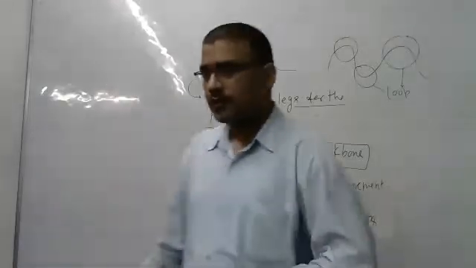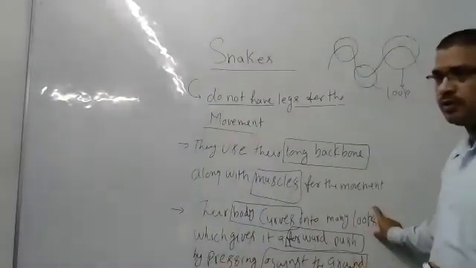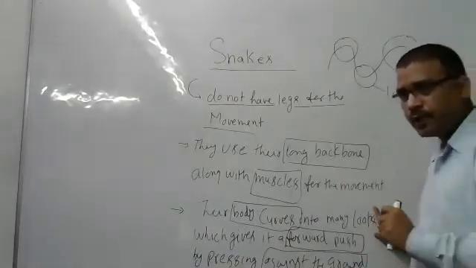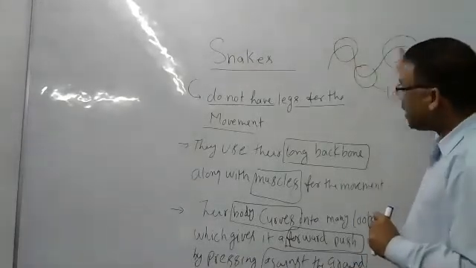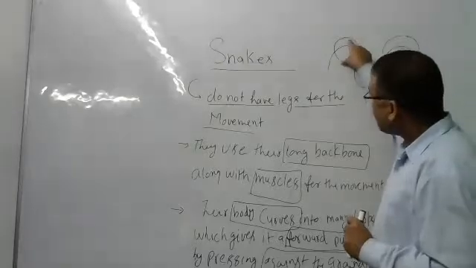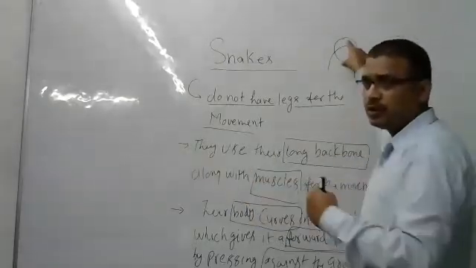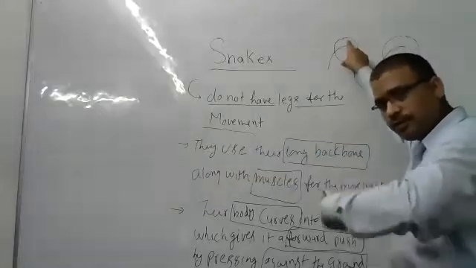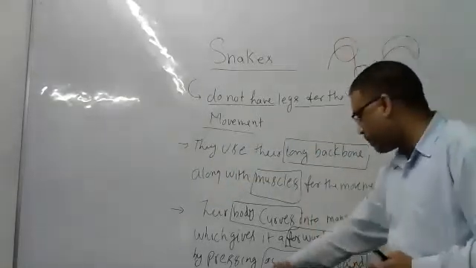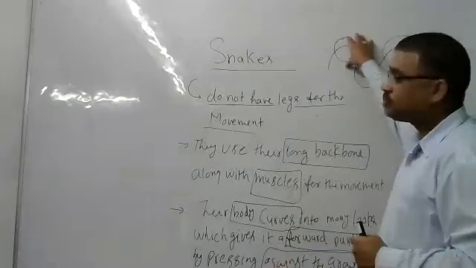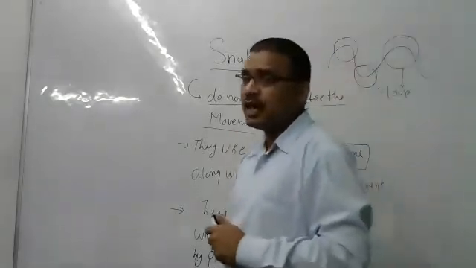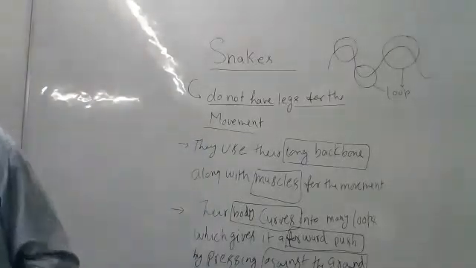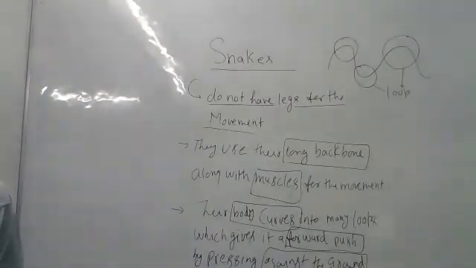The function of these loops is this: once these loops are made, they give the forward push. For the forward push, these loops press against the ground so that the snake can move from one position to another position. So it is all about this snake.